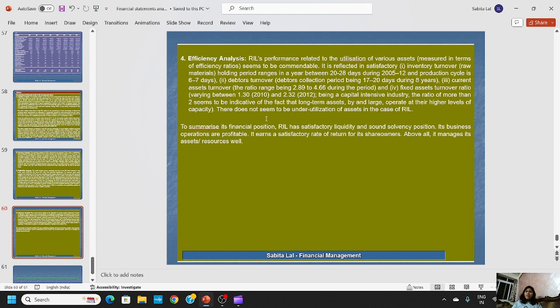So to summarize, in financial position, RIL has satisfactory liquidity and a sound solvency position. Its business operations are profitable. It earns a satisfactory rate of return for its shareholders. So above all, it has managed its assets and resources well. This case study will help you to find all kinds of ratios and how you are able to conclude the entire case. So both case studies are very helpful.